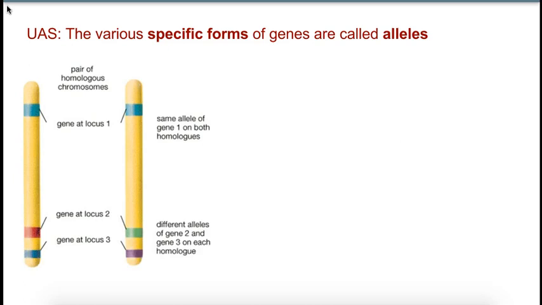and blue eyes. As we move down, we can see there's some genes at the bottom in the same locus, the same location, but in this case we have different versions of the same genes. So at gene 2, we have the red band on one side and the green band on the other. This represents different alleles of this gene.